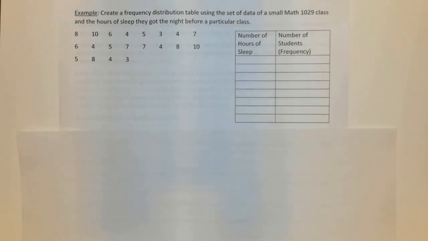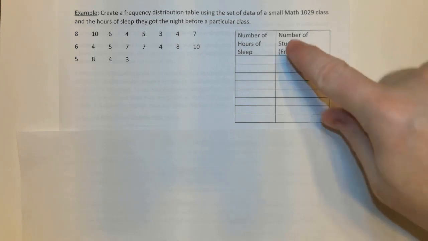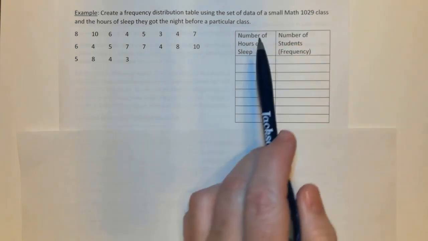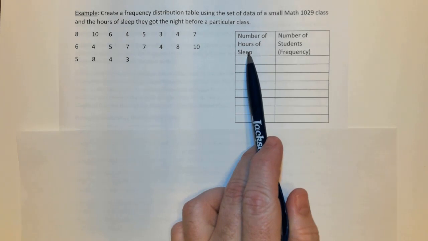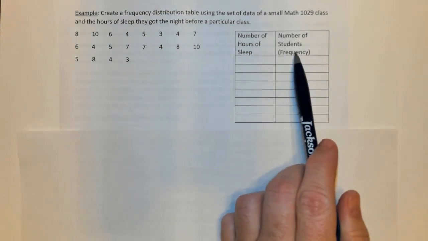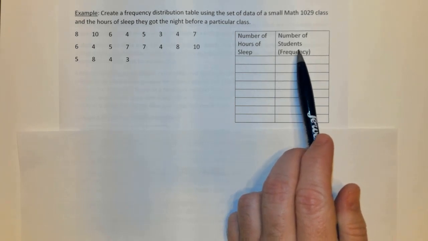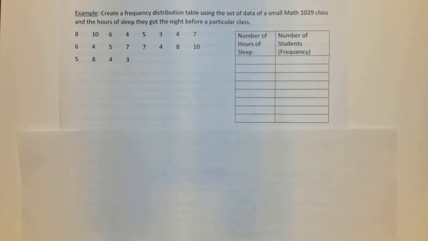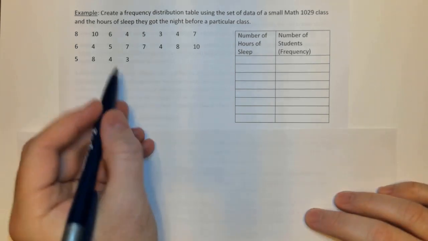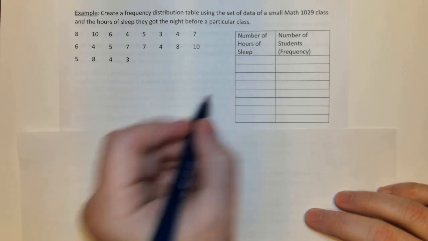Now, it doesn't have anything for us. We've labeled number of hours of sleep, number of students with a frequency. Sometimes it'll just label the right side as frequency. Sometimes it'll say number of students or number of things. So I guess we have to find the smallest numbers first. So it looks like 3 is the smallest.